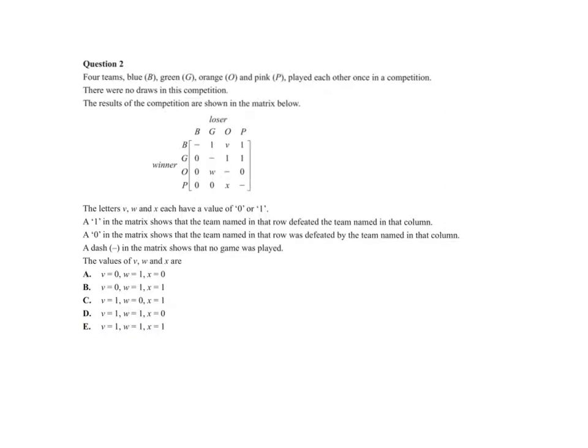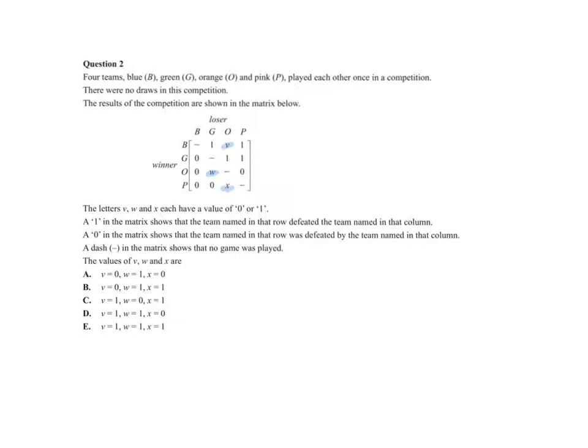4 teams, blue, green, orange, and pink, played each other in a competition. There were no draws in this competition, and the results of the competition are shown below. And they're just going through that a 0 means a loss and a 1 means you won. Now, it says the letters V, W, and X, what they're missing, so what are the values?